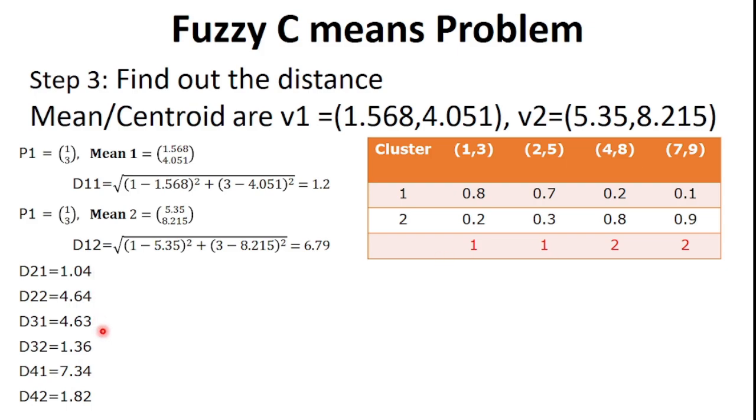If you see D31 and D32, it is something interesting. D31 belongs to mean 1. Same way for D41 and D42, D42 is less, so it belongs to the second mean. So whichever is less, you need to consider that. Same way for D31, D32, 1.36 is less, so it belongs to the second group.